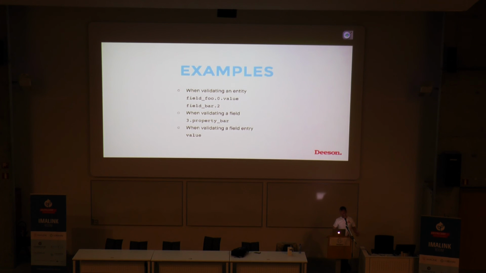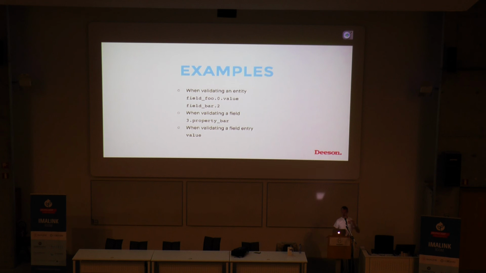So examples, because what does a property path look like, right? If you're validating an entity and something goes wrong in the value property of the first delta of field foo, then the full property path will be field foo 0 value. So it really tells you where it went wrong. Same goes for if the whole delta was wrong, then field bar 2 could be where it went wrong. And this is where you'll see the difference. So this is when invoking validate on an entity.